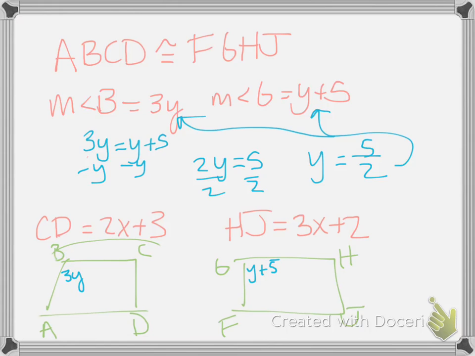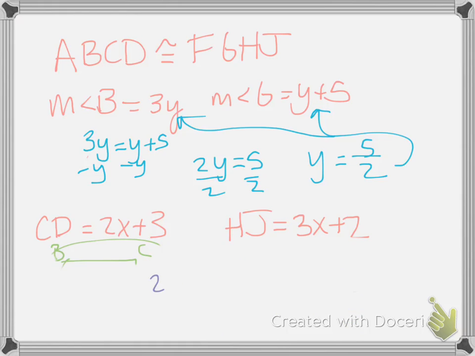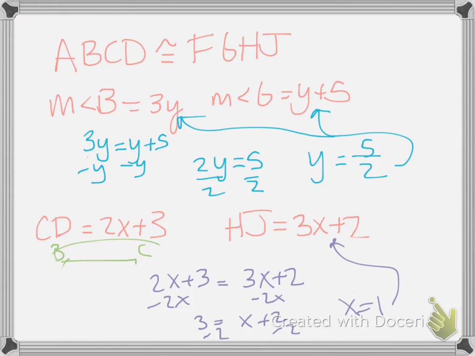Okay, so now my next one, I'm going to erase what's inside here. CD is 2x plus 3, and HJ is 3x plus 2. Again, they are sitting in the exact same spot, so those lengths should be congruent, so we can set them equal to each other. So I'm going to erase my figures so I can set them equal to each other. So 2x plus 3 is equal to 3x plus 2. If I subtract 2x, I get 3 equals x plus 2. Subtract 2, so I got x equals 1, and then if I want to find those lengths, I plug x equals 1 in for my x's.